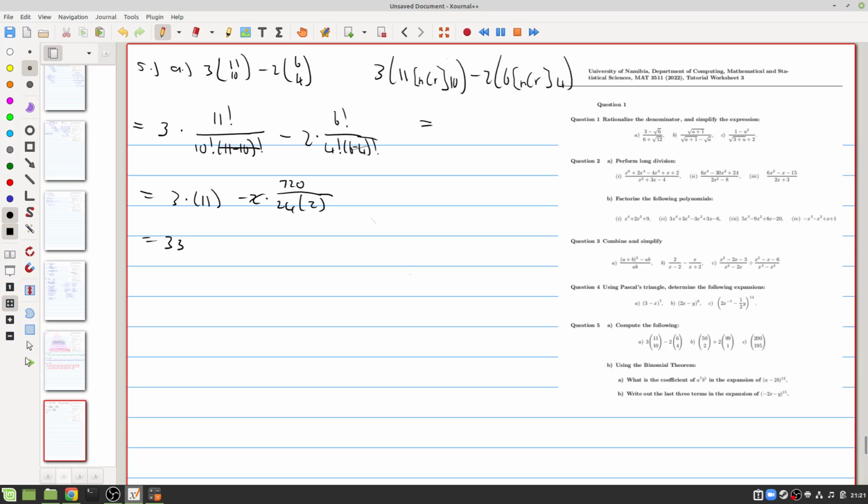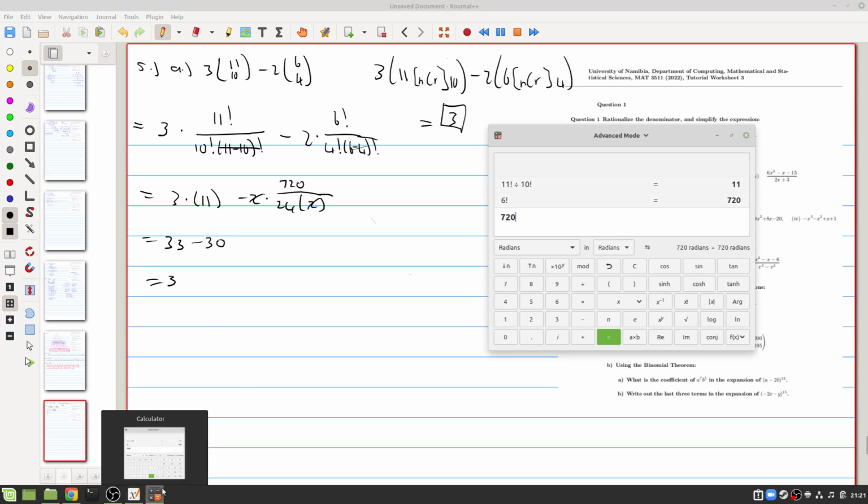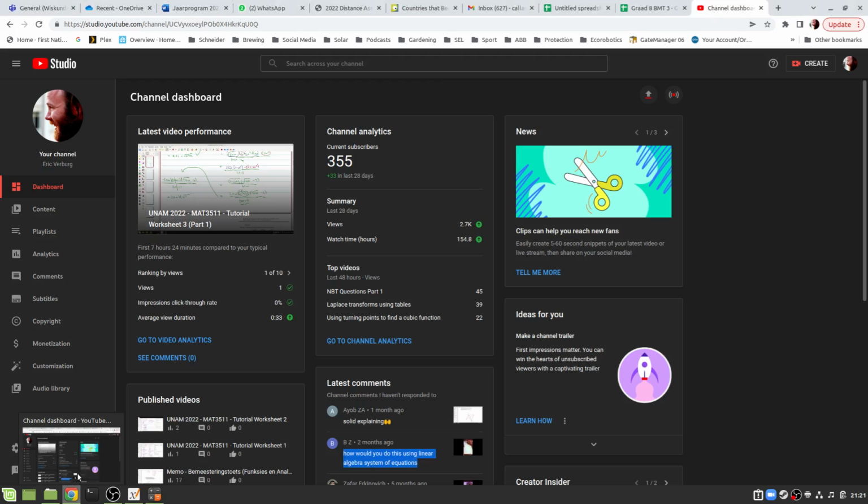Minus, and then the 2's can cancel out. That's quite nice. So minus 720 over 24. And that is 30. So that's going to give us 3. Okay, nice. So hopefully you also got 3 when you just typed it in your calculator. Let me see if I just type this whole thing. Let me actually do this.